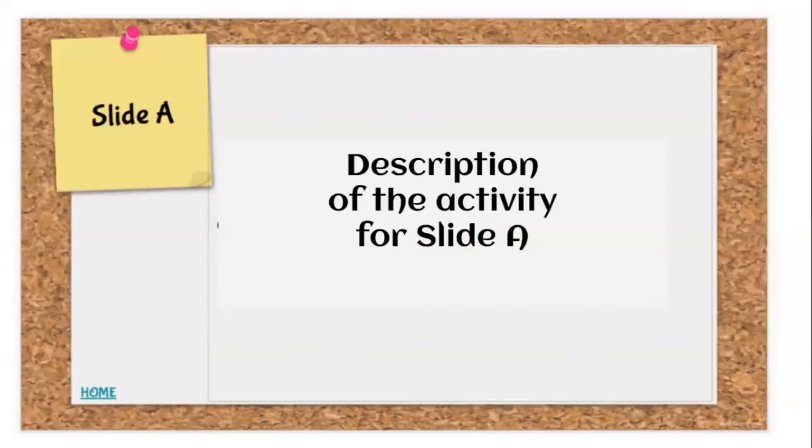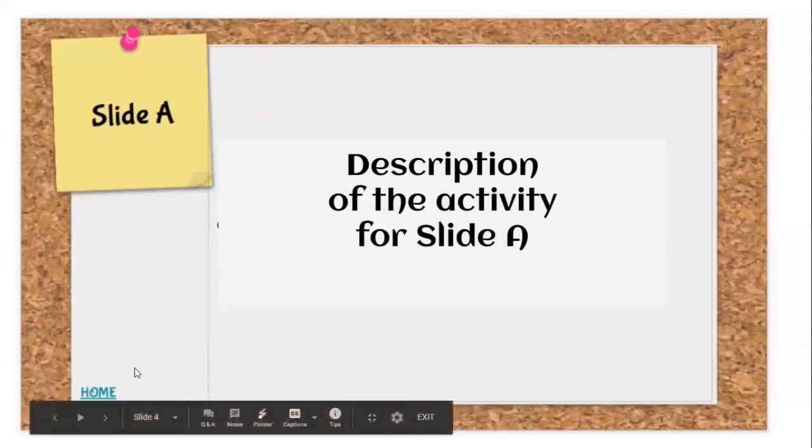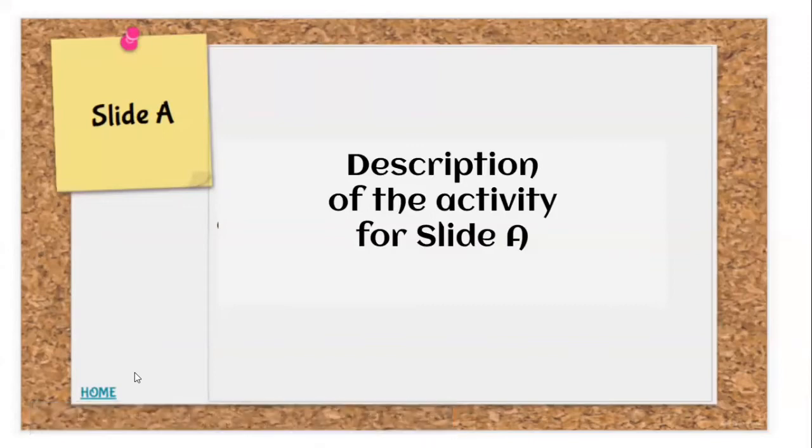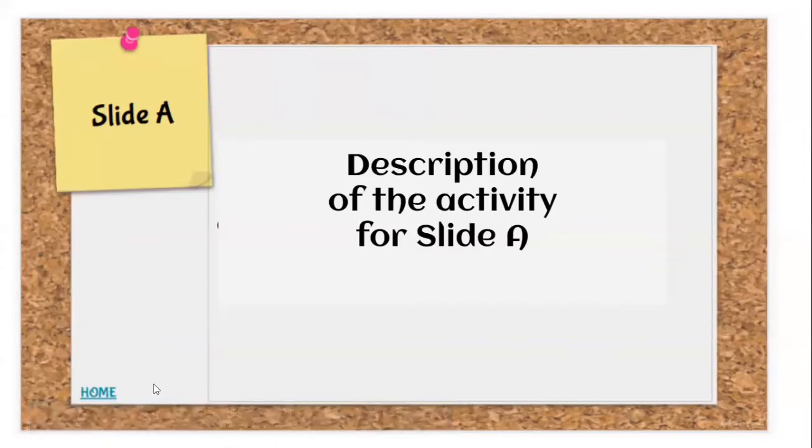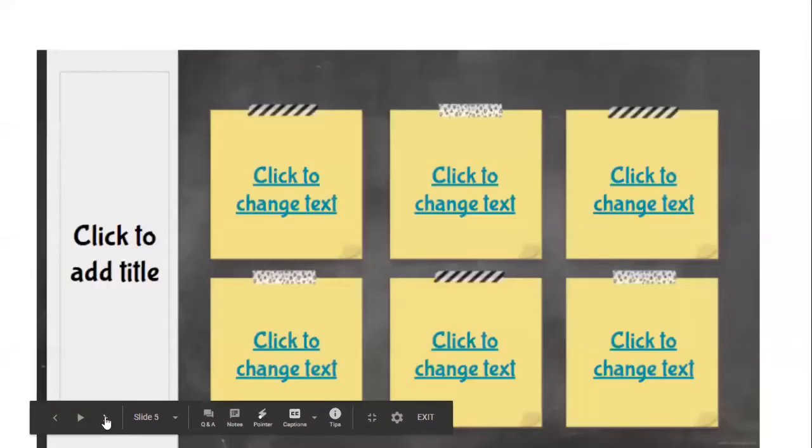That would be a description of the activity for the students. So if they chose slide A, this is where they'd come to find their direction to get started. Just like with Angie's, I believe Angie had an arrow pointing back, linked back to her homepage in her Google Slide. This has the word home just hyperlinked so students can return that way.